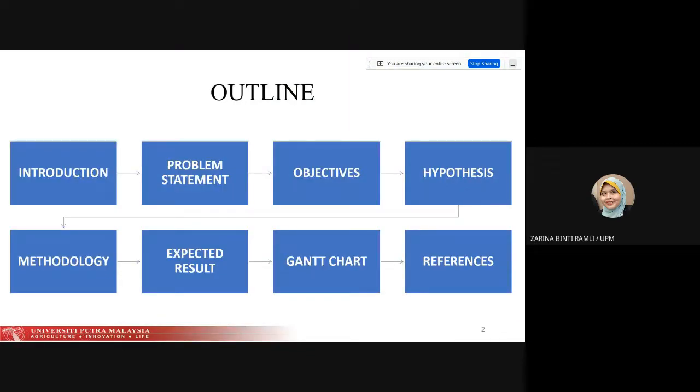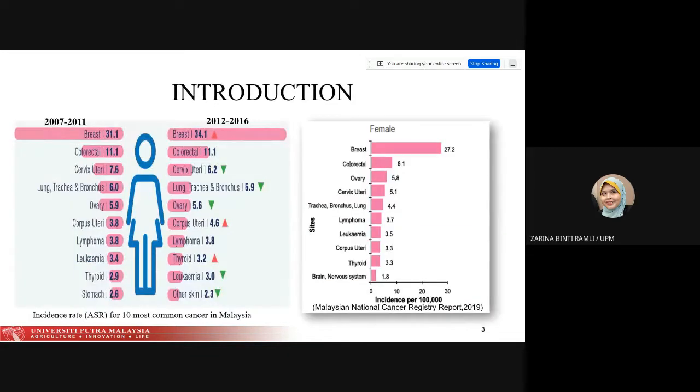This is the outline of my research presentation. I will briefly cover my problem statement, objective, hypothesis, research method, expected result, and the Gantt chart. As for the introduction, first of all, I would like to give a big introduction about cancer. Cancer is the second leading cause of death globally and contributed to 9.6 million deaths in 2018 according to WHO.